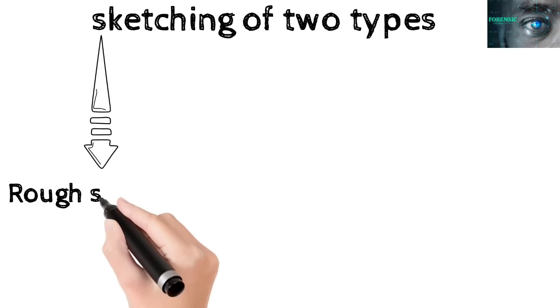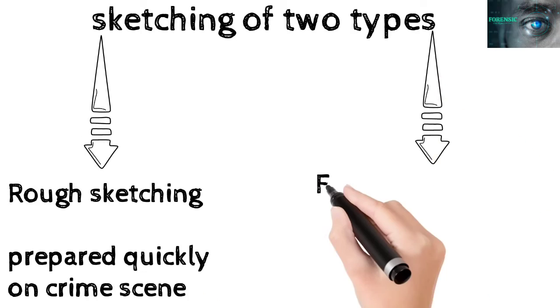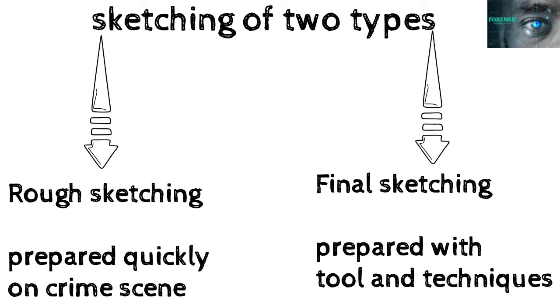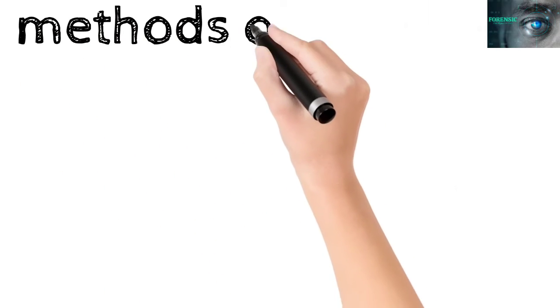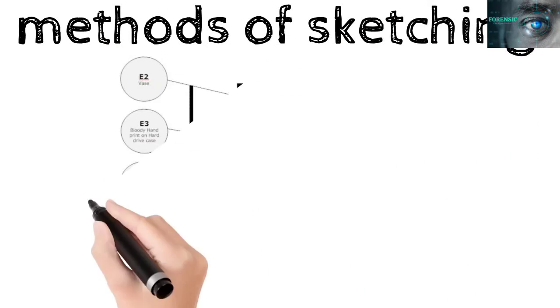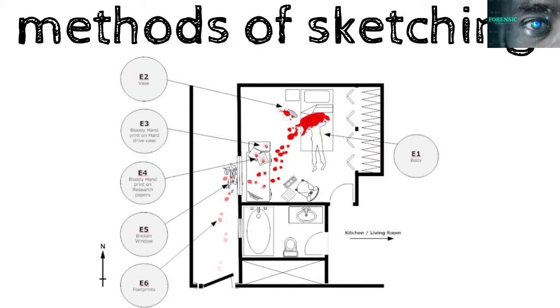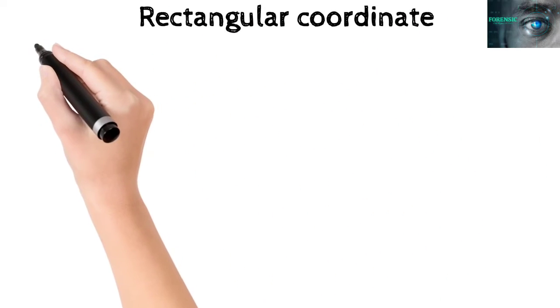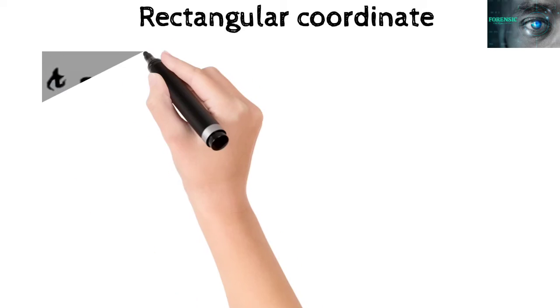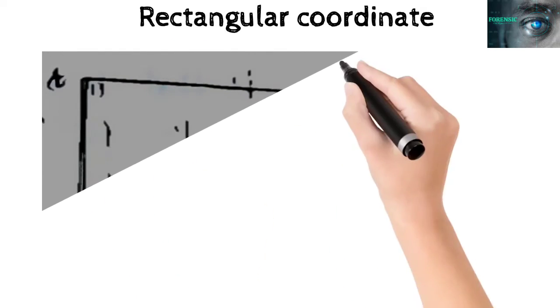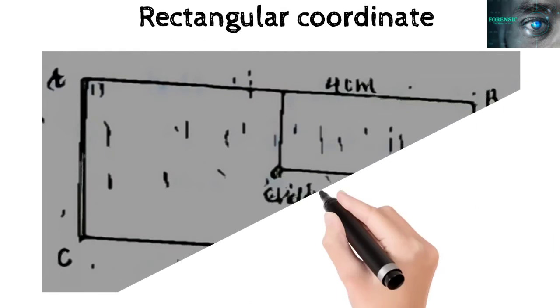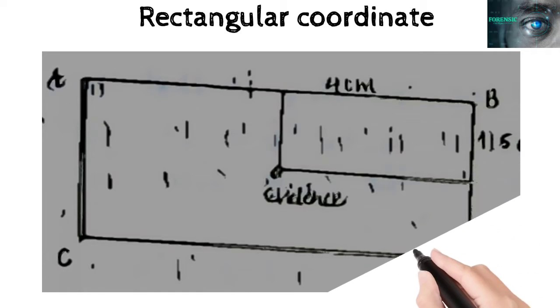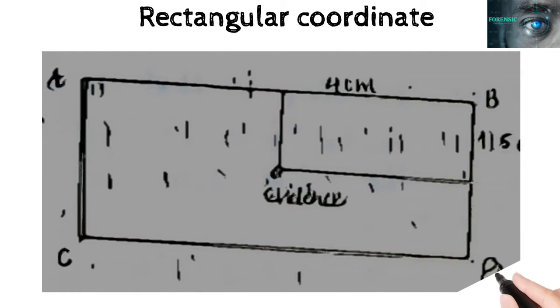Rough sketching, prepared quickly on the crime scene. Final sketching, prepared with tools and techniques. Methods of sketching. Rectangular coordinates are best suited for crime scenes with clear and specific boundaries, such as interior crime scenes. Based primarily on the use of 2 measurements for any given article. Also difficult to measure accurately at right angles to walls that are 5 to 10 feet away.